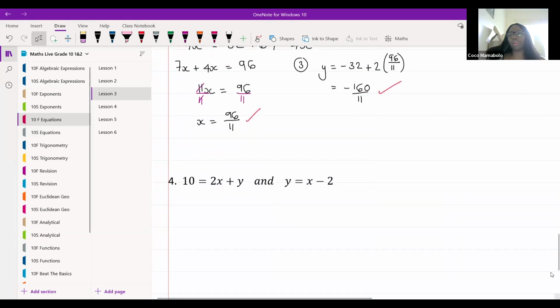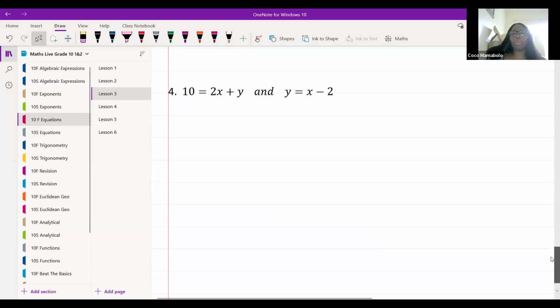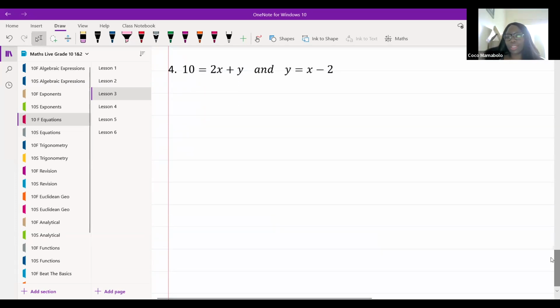Okay, let's try that one. Everybody try number 4. Pop your favorite emoji in the chat once you're done to let me know that you've got it.